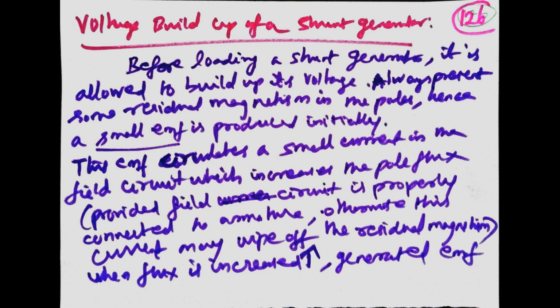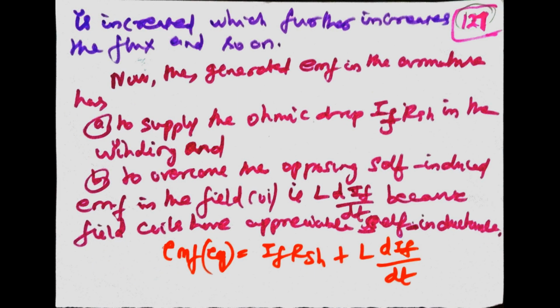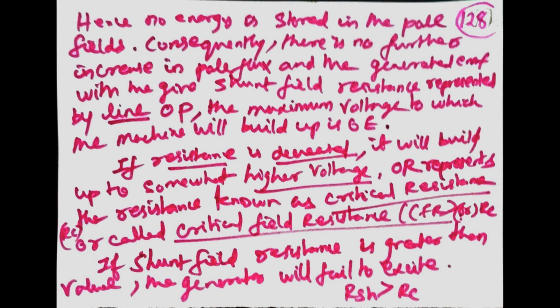When flux is increased, generated EMF is increased, which further increases the flux and so on. Now the generated EMF in the armature has to supply the ohmic drop IF RSH in the winding, and to overcome the opposing self-induced EMF in the field coil, that is L dIF/dt, because field coils have appreciable self-inductance. EMF Eg is equal to IF RSH plus L dIF/dt. Hence, no energy is stored in the pole fields. Consequently, there is no further increase in pole flux, and the generated EMF with the given shunt field resistance is represented by line OP. The maximum voltage to which the machine will build up is OE.